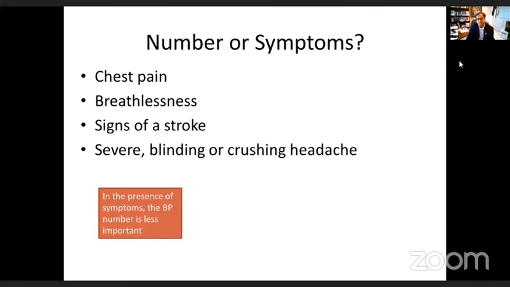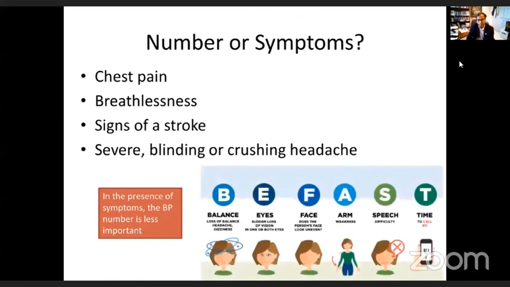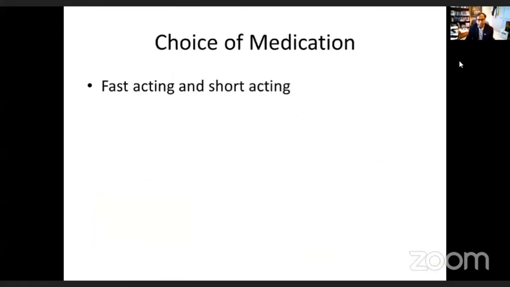So the symptoms are just as important as the number, so balance, loss of vision, agar face teda ho gaya hai, arm mein weakness hai, baat karne mein takleef ho rahi hai. So those are things that, it could be a stroke. That's more important, whether the number is, very high or high.